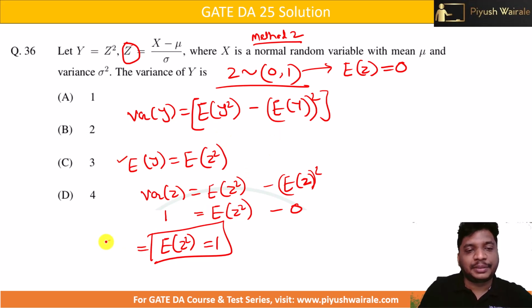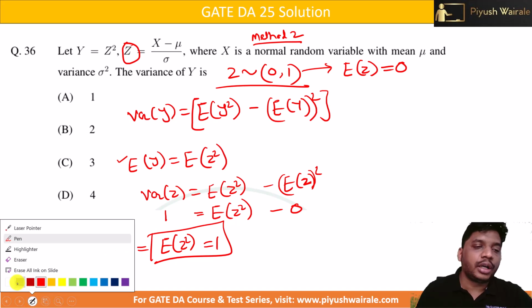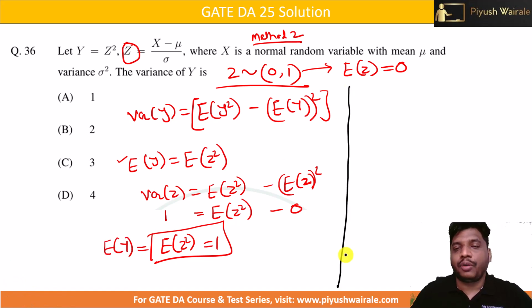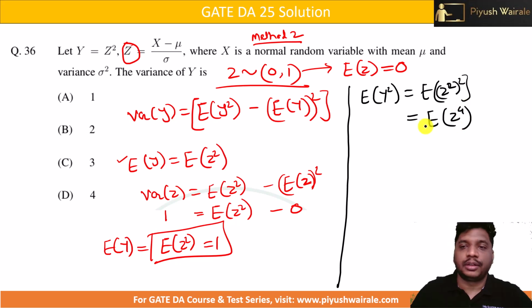Now what about expectation of y square? How to find out expectation of y square here? Expectation of y square is equal to expectation of z square whole square, that is basically expectation of z to the power 4. Can we say like this? Yes. Now, if z is a standard normal variable, what is the expectation of z to the power 4?